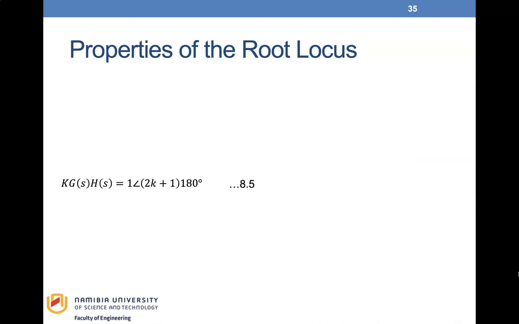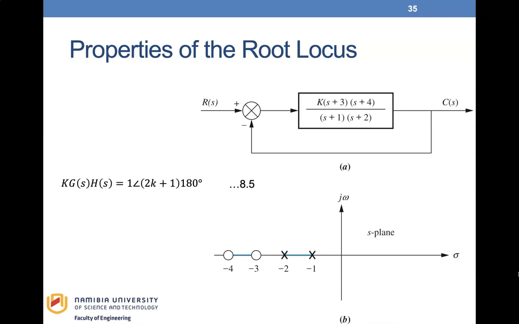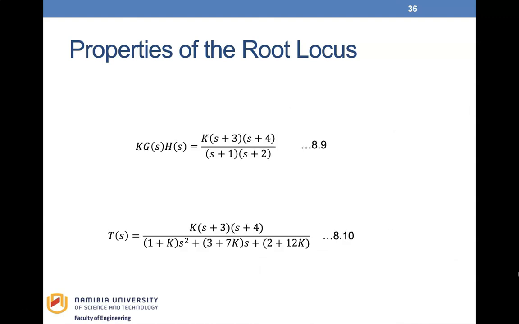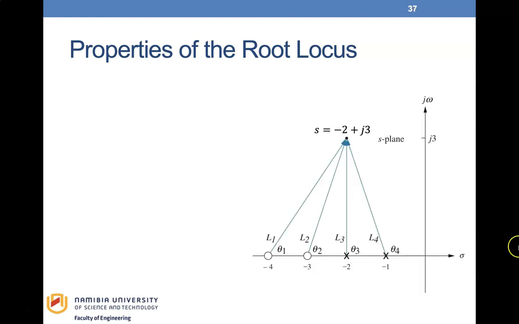The angle condition, equation 8.5, is better visualized graphically. Let us apply the complex number concept we reviewed in the last lecture to the root locus of this block diagram. You can see that the open loop transfer function of this system is given by equation 8.9, and the closed loop transfer function T(s) is given by equation 8.10. If point s is a closed loop system pole for some value of gain K, then s must fulfill the conditions of equations 8.6 and 8.7. These are the magnitude condition and the angle condition, respectively.